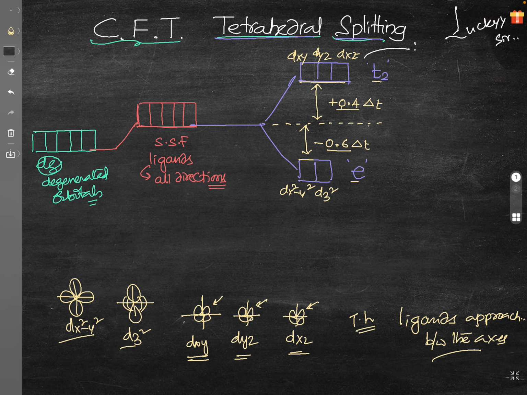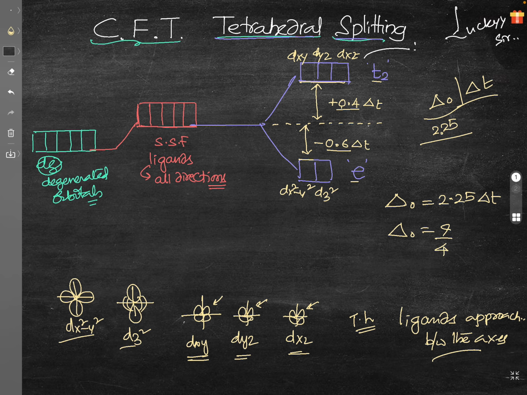And if you want to see the comparison between delta O and delta T, it's very simple. Delta O is 2.25 times greater than delta T. So delta O is 2.25 times delta T. Or we can say delta O is equal to 9/4 delta T.